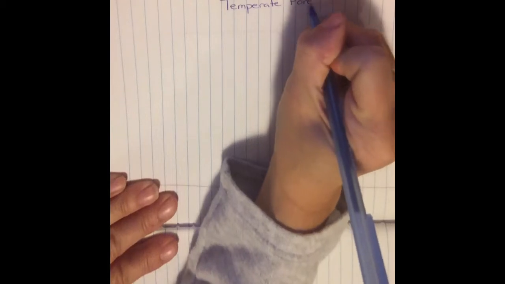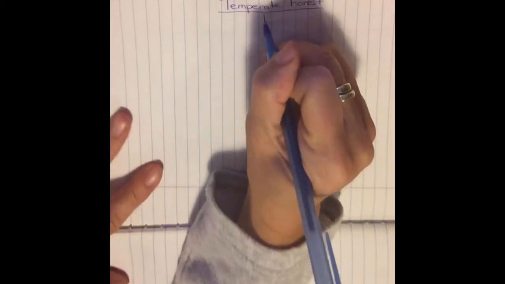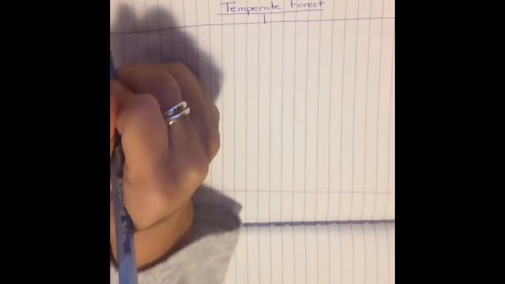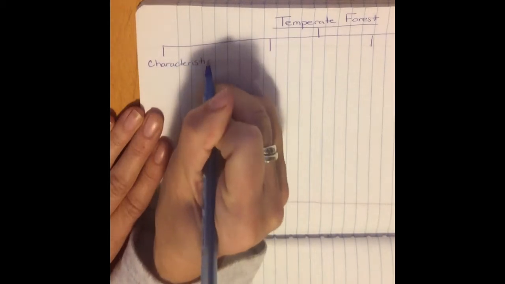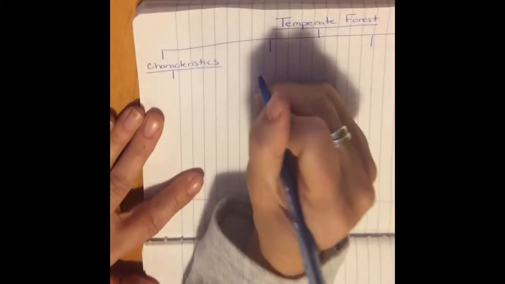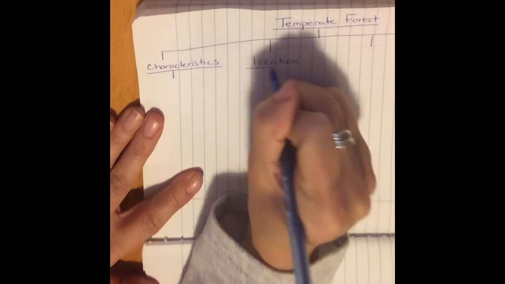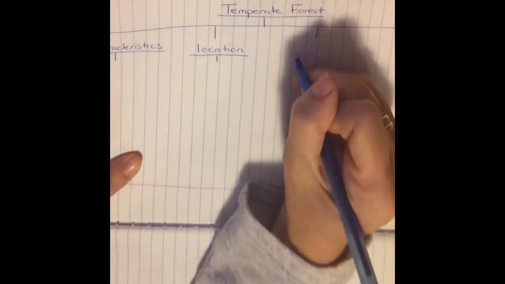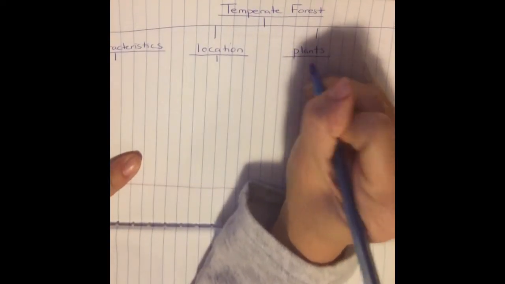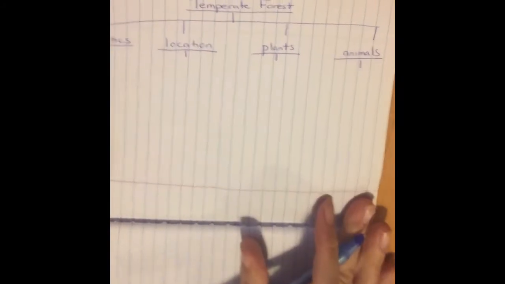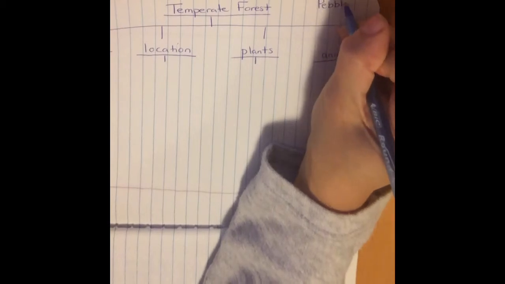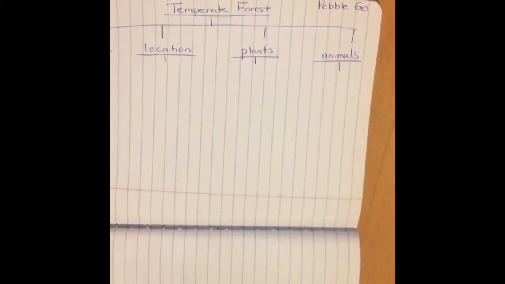I'm going to begin my tree map with the title. I'm going to call it Temperate Forest. I'm going to draw a line under it. Then I'm going to make 4 little tabs, each one for the different categories. My first category is going to be characteristics. What is it like? My second category is location. Where is it? My third will be plants, and the last one will be animals. That's the one that you're going to be doing. I'm going to add Pebble Go to the top right side because that's my source.